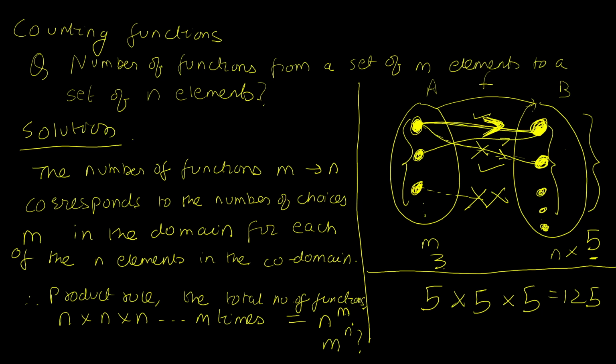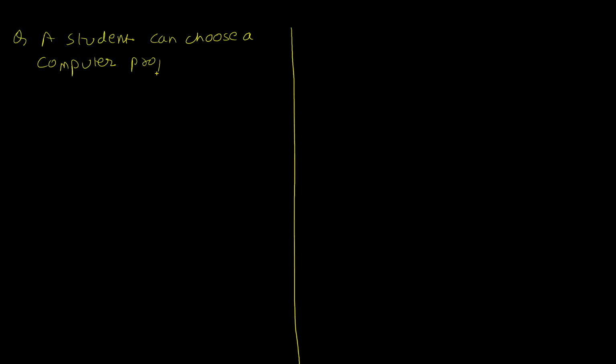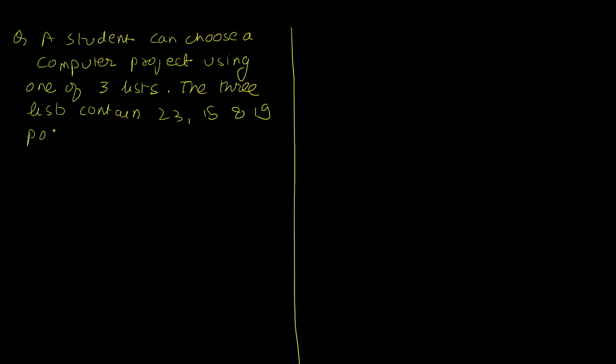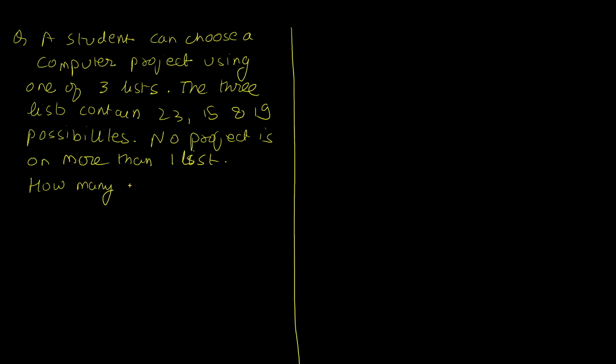Alright, so next we'll look into a couple of problems from the sum rule. And to be honest, these will be questions of simple nature. The sum rule doesn't have many complicated questions. So in this question, we'll say that a student can choose a computer project from one of 3 lists. The 3 lists contain 23, 15 and 19 possible projects respectively. And no project is on more than one list. How many possible projects are there to choose from?